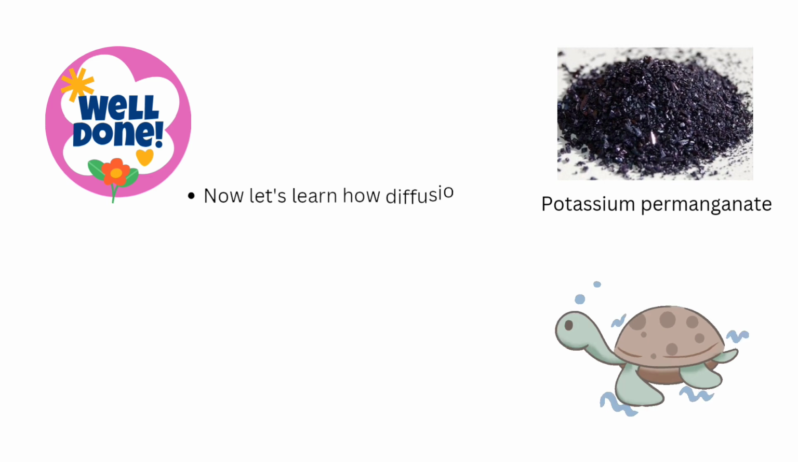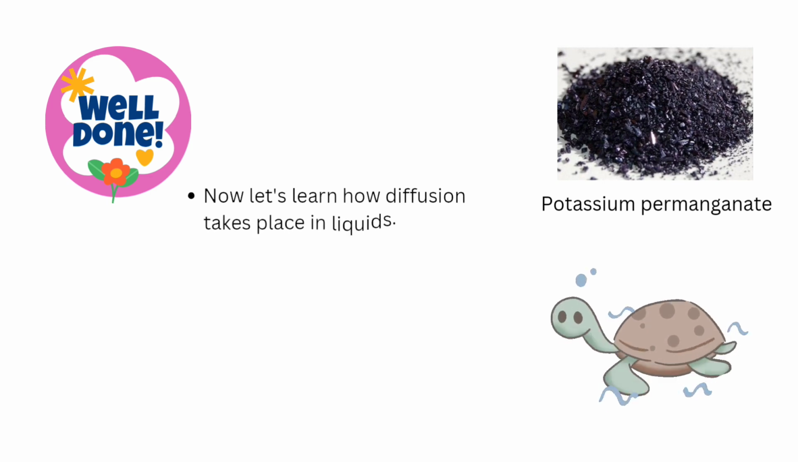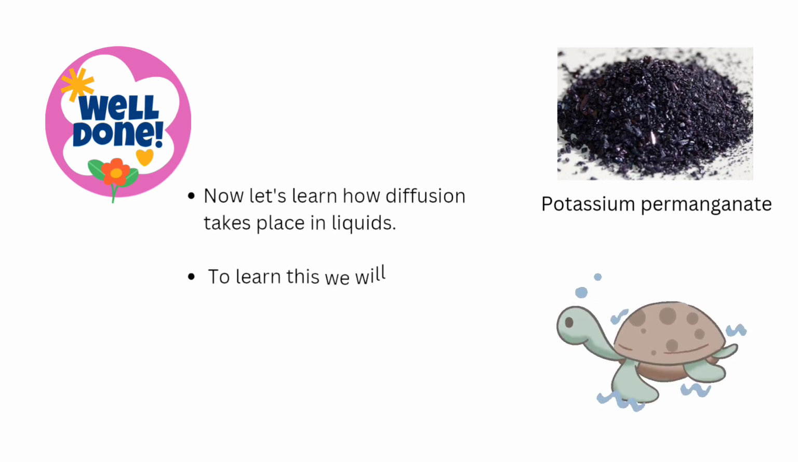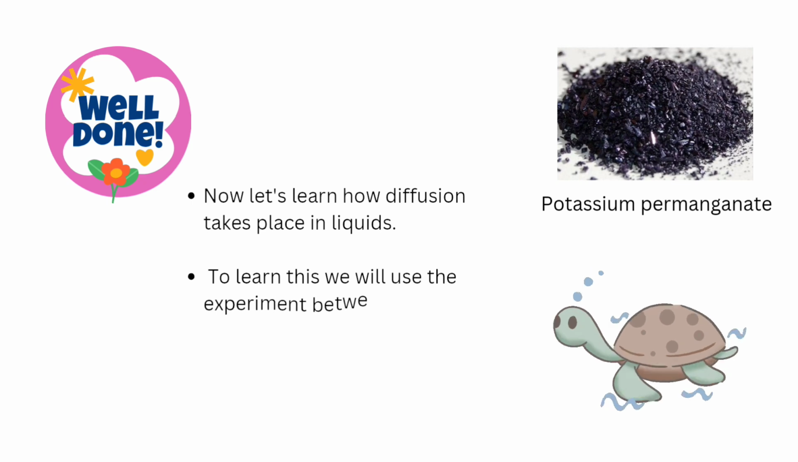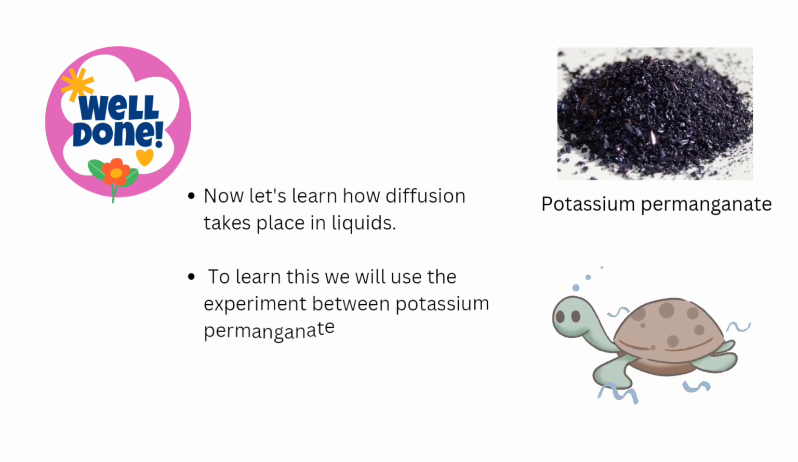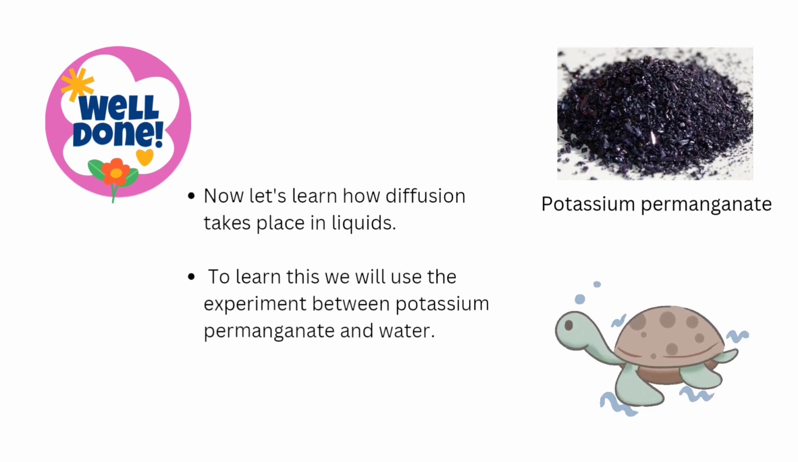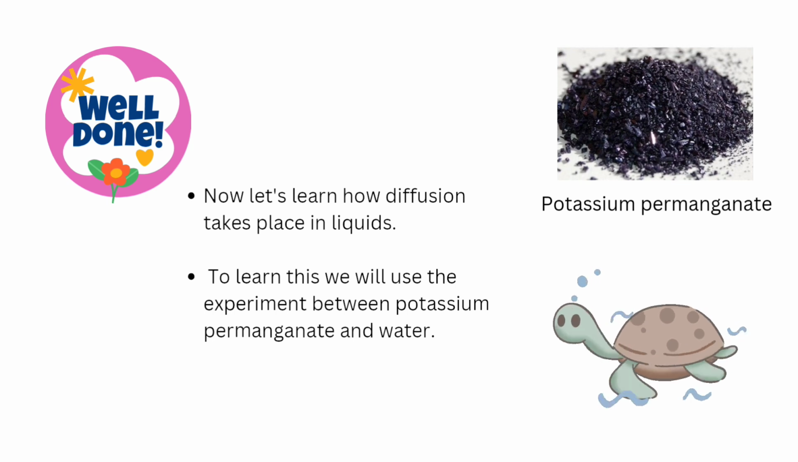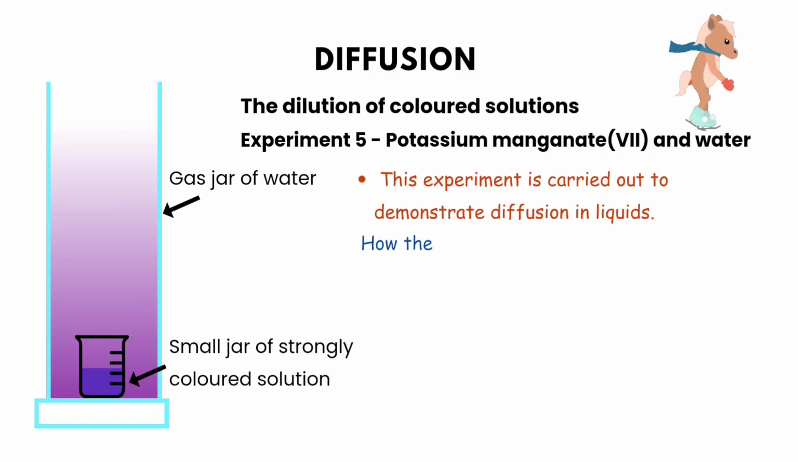Well done! Now let's learn how diffusion takes place in liquids. To learn this, we will use the experiment between potassium permanganate and water. You can also see how solid potassium permanganate looks in the picture. This experiment is carried out to demonstrate diffusion in liquids.